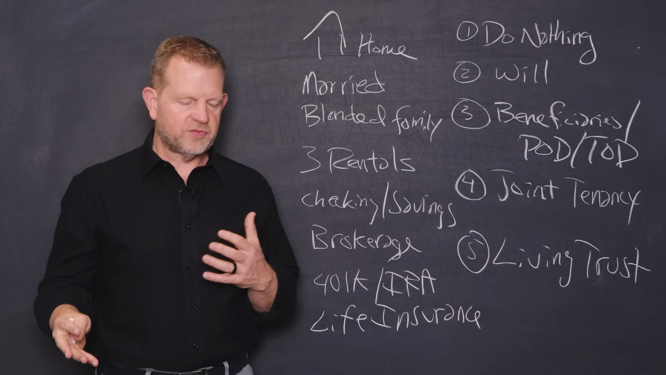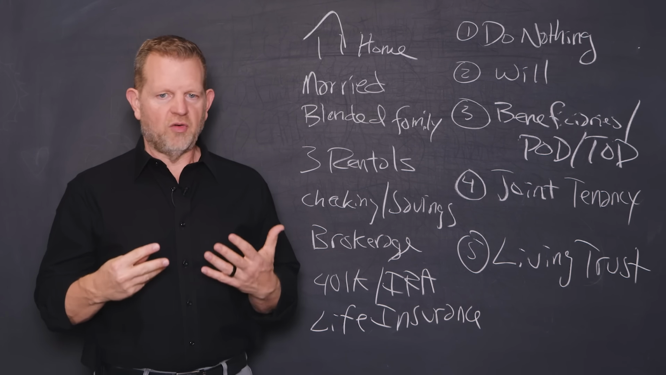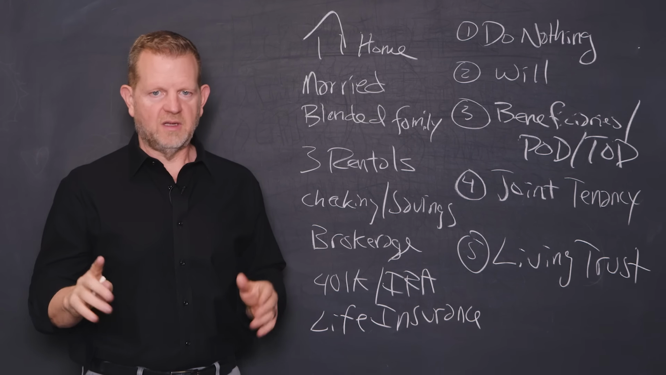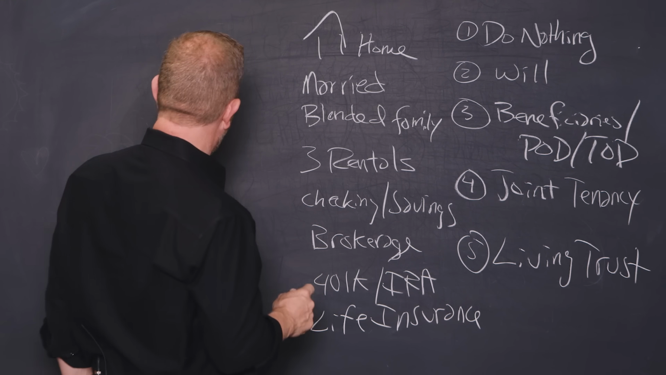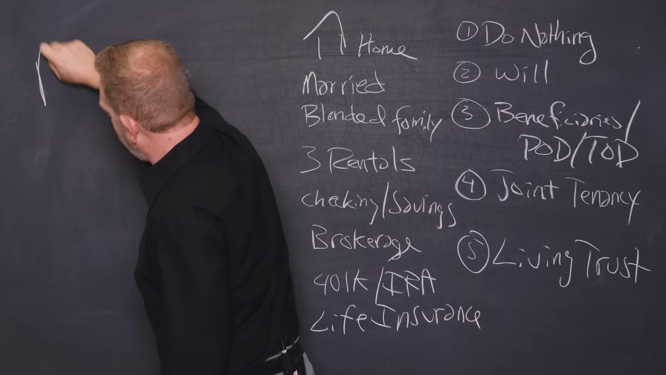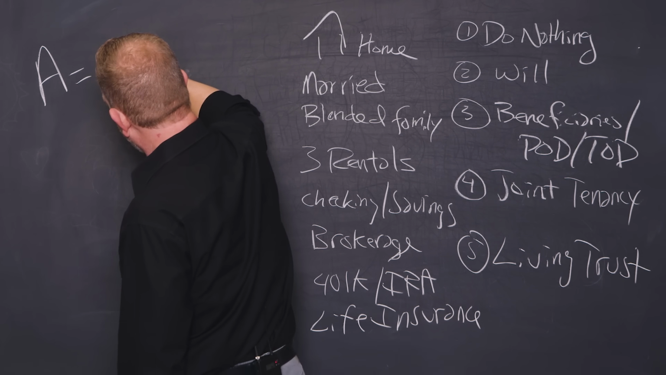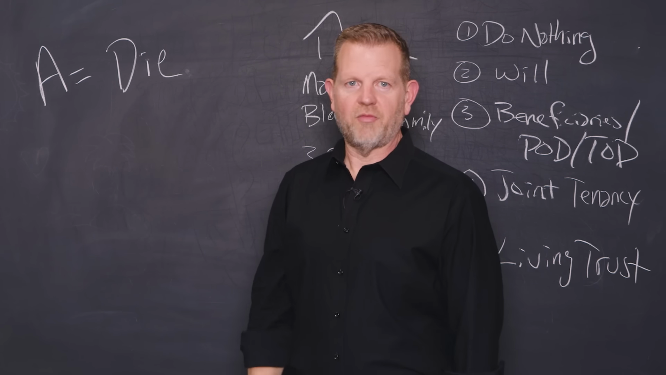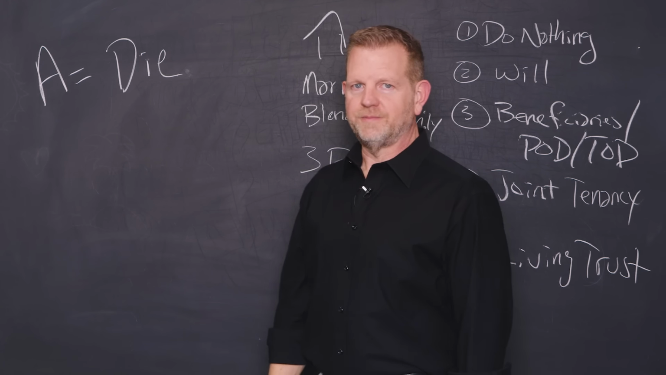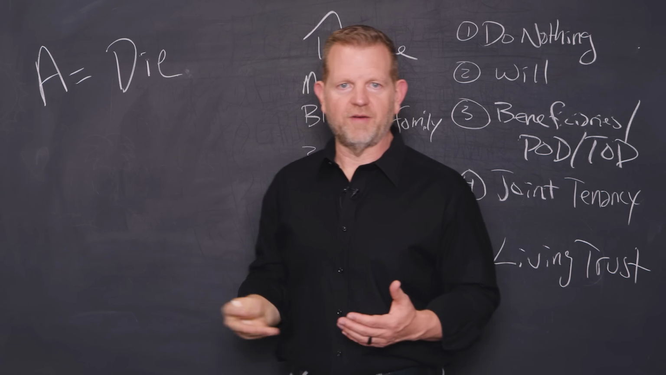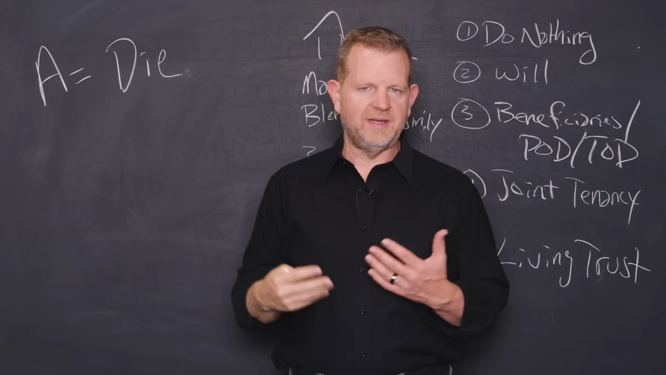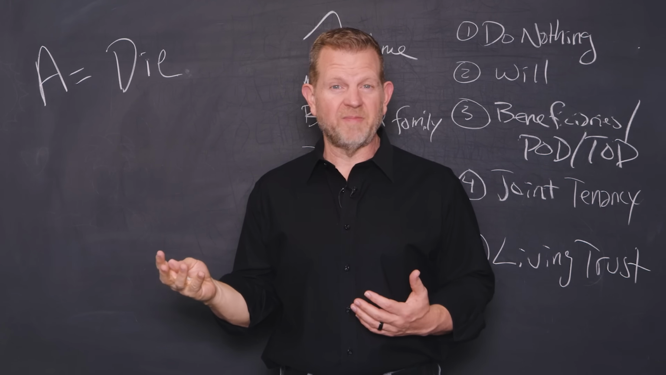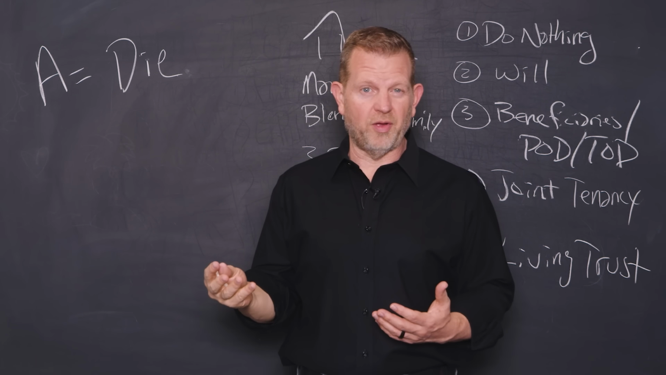And then let's run this through 2 real life events, and we're going to do this for each strategy. Event A, and I'll write this over here, A equals you die. Make that really simple. You pass away unexpectedly. Your family needs to access money. They need to keep rents coming in. They may need to sell or refinance something, and they need to run the portfolio.